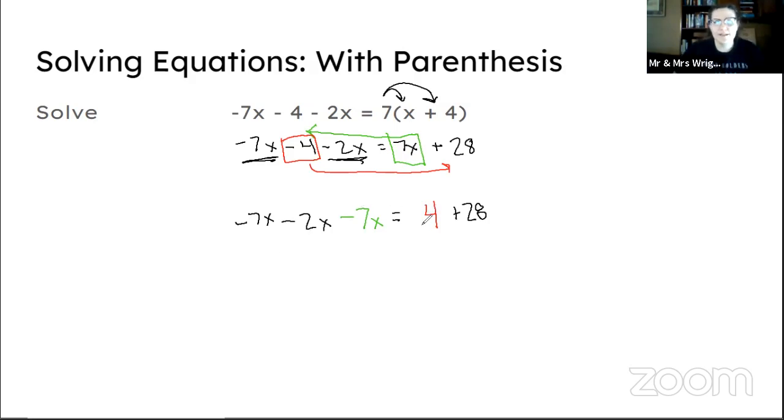We're going to combine like terms. I have 3 terms that all have the term x. It's the same letter and the same exponent. So I'm going to write down here x. That doesn't change. And then I need to combine all my coefficients. Negative 7, negative 2, and negative 7. They're all the same sign. So I'm going to combine. 7 plus 7 is 14 plus 2 is 16. And then they keep the sign that all of them have. So negative 16x equals my constants, 28 plus 4.